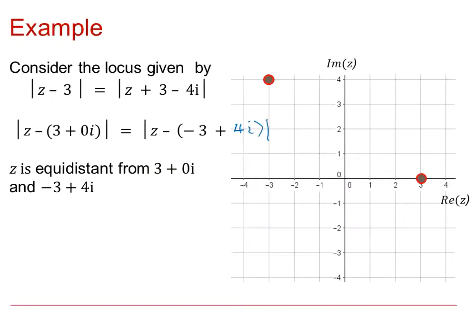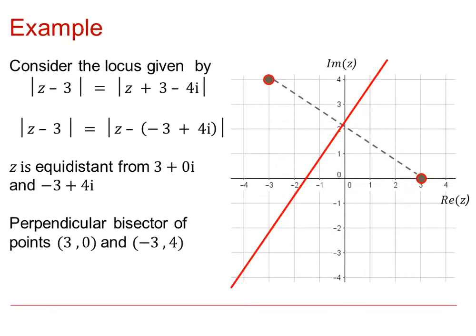Those 2 points are shown on the Argand diagram here, and we are trying to find the set of variable points z equal to x plus yi, which are equidistant from those 2 points. We know the result will be a perpendicular bisector of the points (3, 0) and (minus 3, 4). We can also work out the equation of this line.